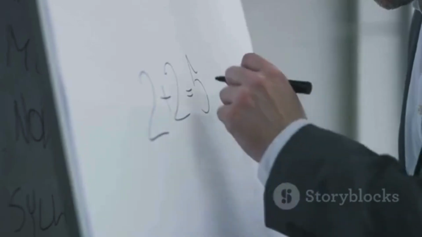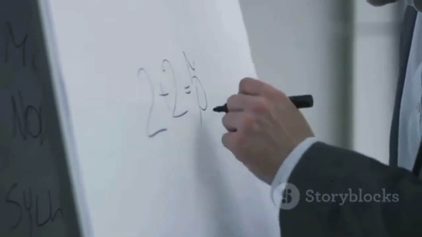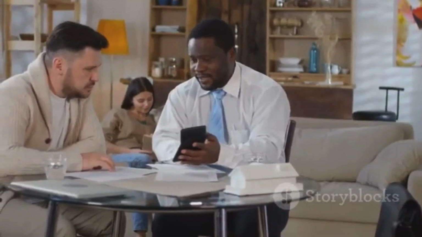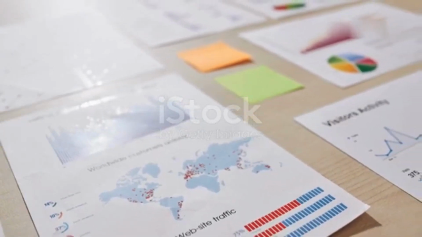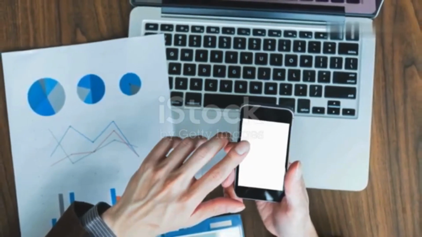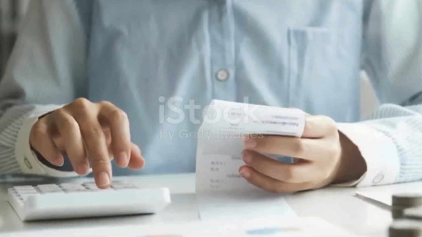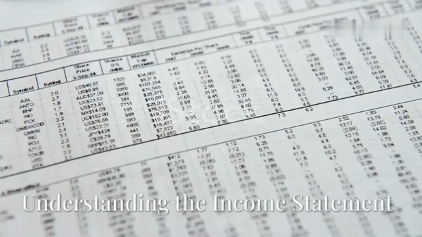The balance sheet equation is simple. Assets equal liabilities plus equity. This equation always holds true. Understanding this relationship is crucial for analyzing a company's financial position. The balance sheet helps you assess a company's liquidity, its ability to meet short-term obligations, its solvency, its ability to meet long-term obligations, and its overall financial health.